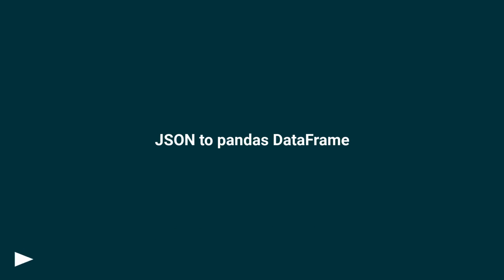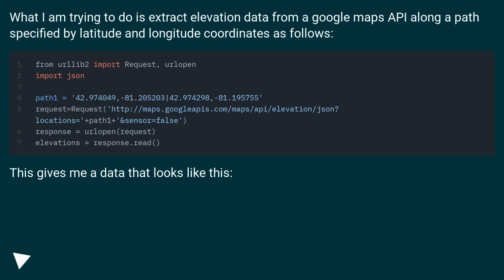JSON to Pandas data frame. What I am trying to do is extract elevation data from a Google Maps API along a path specified by latitude and longitude coordinates as follows. This gives me data that looks like this.